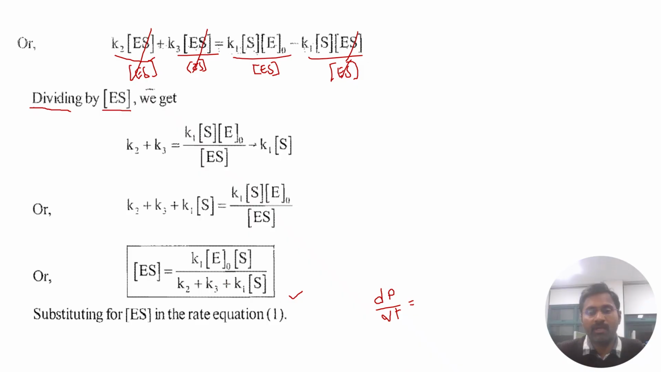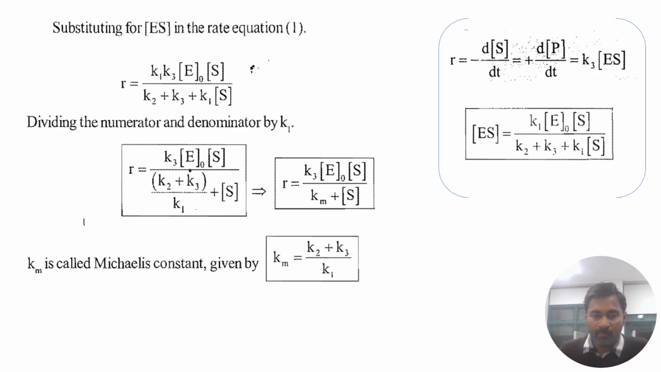Here we have converted the enzyme concentration into the initial enzyme concentration. So this is the expression that we have got. From this, we would like to further simplify by dividing by K1. That gives you the rate of reaction as K3 into the concentration of E naught S by Km plus the concentration of S, where this Km is known as the Michaelis constant, which is given by K2 plus K3 by K1. If you remember, K2 and K3 are the decomposition of the intermediate, that is the enzyme substrate complex formed, and K1 is the formation of the enzyme substrate complex.